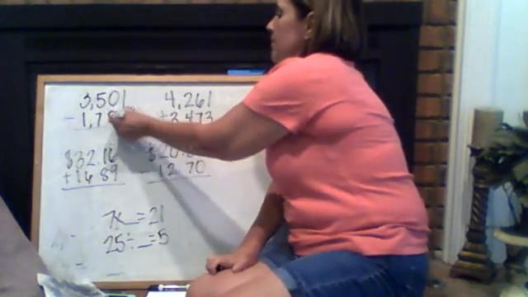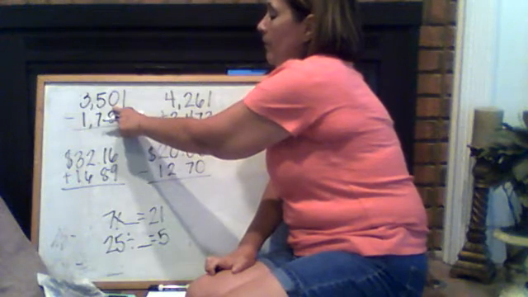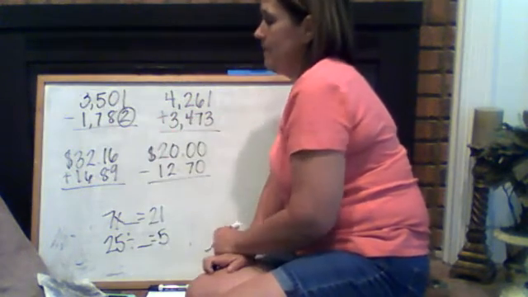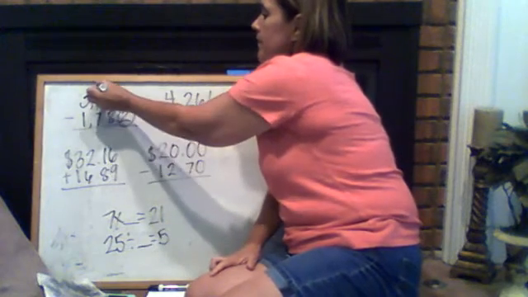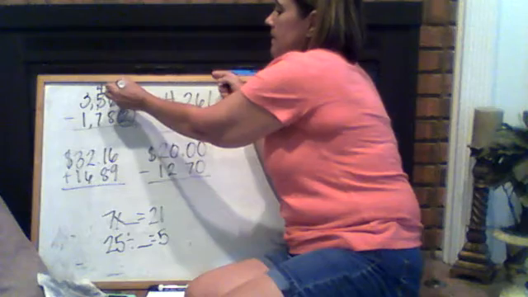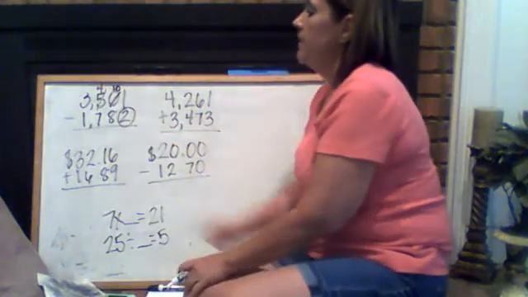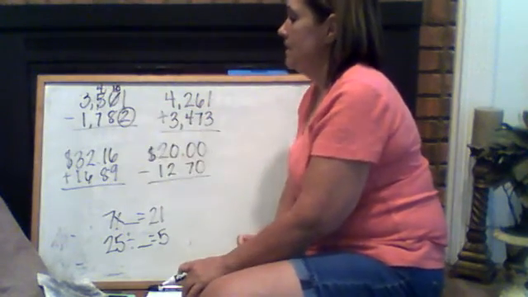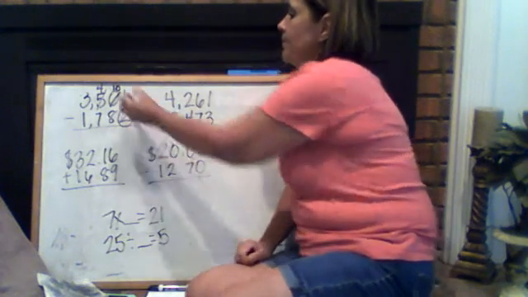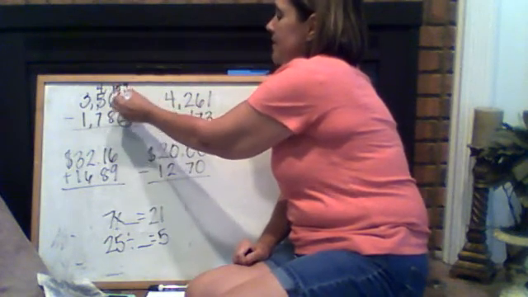When I look at this problem, the bottom is bigger, so I have to borrow. But the problem is there's a 0 in this placeholder, so there are no 10s there to borrow. So I'm going to borrow 100, and I'm going to bring over a group. I'm going to bring over 10 tens. Well, I still haven't moved this over, so I'm going to change that to 9 and this to 11.